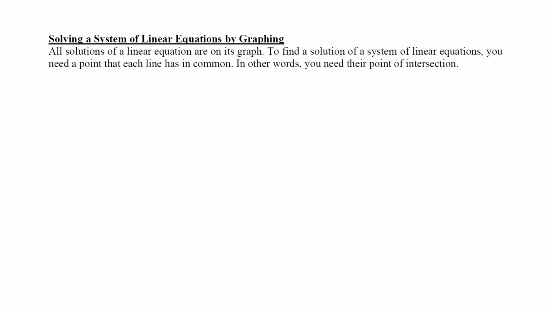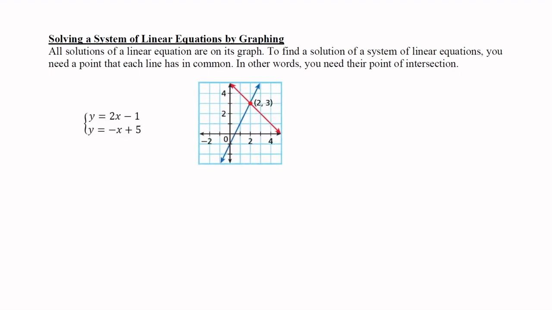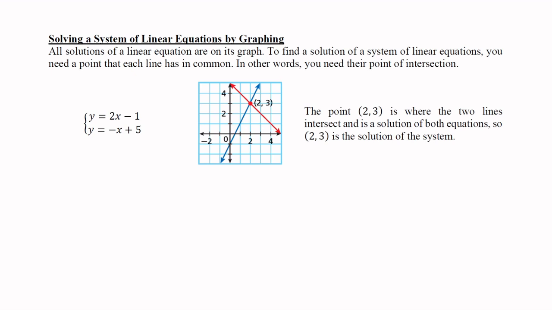All solutions of a linear equation are on its graph. To find a solution of a system of linear equations, you need a point that each line has in common. In other words, you need their point of intersection. So if I were to graph this system of equations, you would have two lines on the same graph. They have different slopes, so they will have two lines going two different directions, and they will intersect at one point. And the point in which they intersect, (2, 3), is the solution to not only both equations, but also to the system.